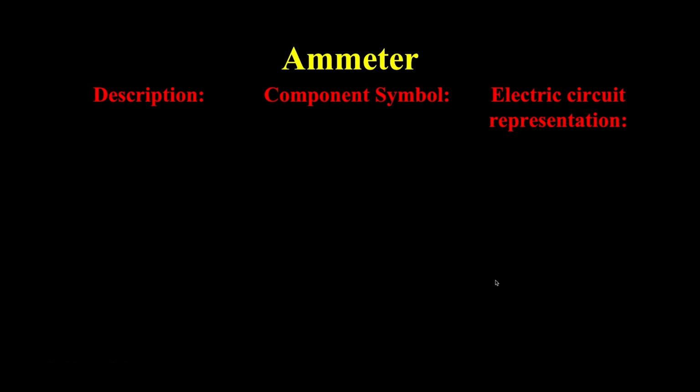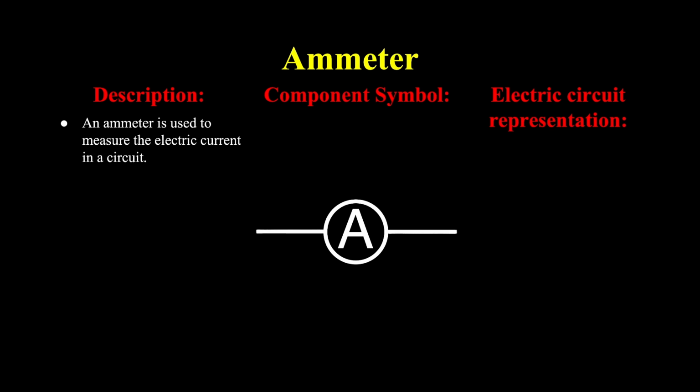Now let's look at ammeters. Here is the component symbol for an ammeter. An ammeter is used to measure the size of an electric current in a circuit.